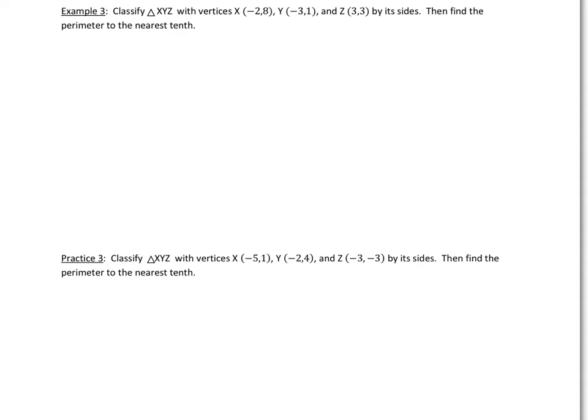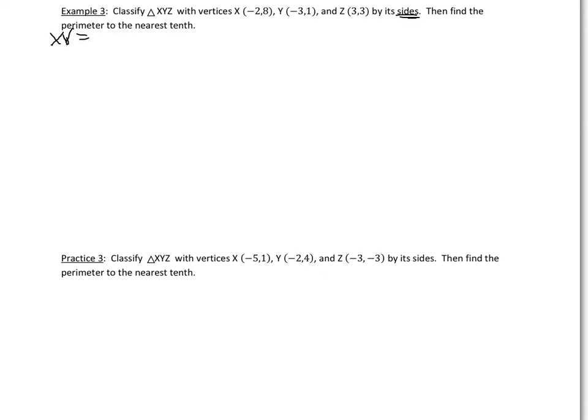If you remember, when we talked about classifying triangles by their sides, we're talking equilateral, isosceles, or scalene. So what we need to do is find the distance between each of the points to make the three sides of the triangle. Then we can use those distances to find the perimeter. First I want to find the distance between the points X and Y, so I'm going to use my distance formula.